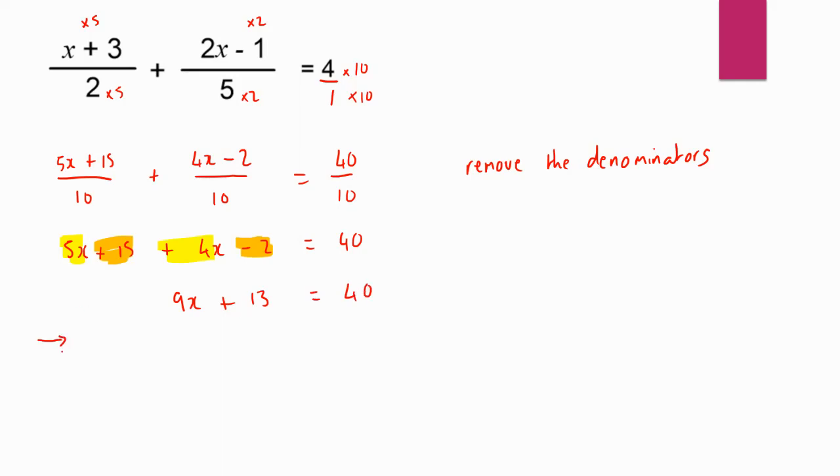Now from here, we can see that we can solve the equation by working backwards. So we can take away 13 from both sides. That's taking 13 off 40, which gives us 27. So 9x is equal to 27. And now we can divide 27 by 9, which will tell us what x is. And 27 divided by 9 is 3. X is equal to 3.